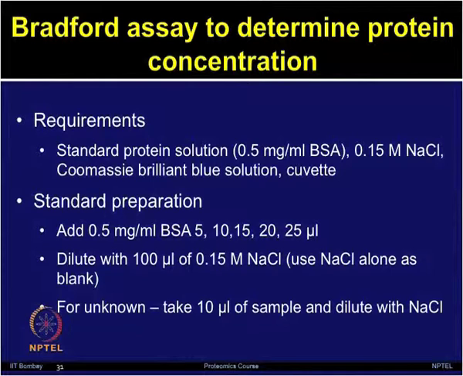One sample where there is no protein can be used as the blank, which can be used to auto zero the value in the spectrophotometer, and then further you can measure your samples. For the unknown samples for which you want to determine the protein concentration, you can take 10 or 15 microliters of the sample and dilute with the sodium chloride. Then the same treatment can be performed for this whole experiment.